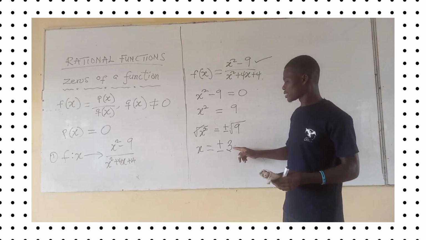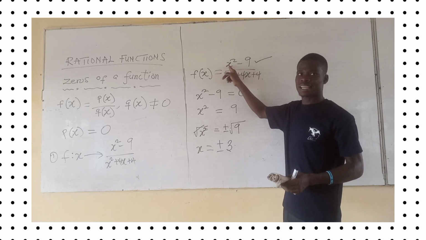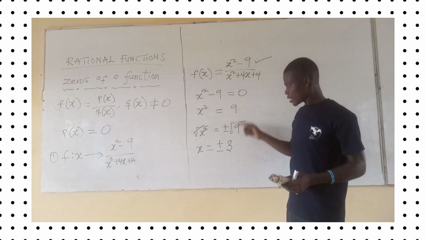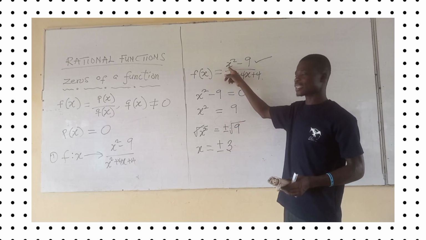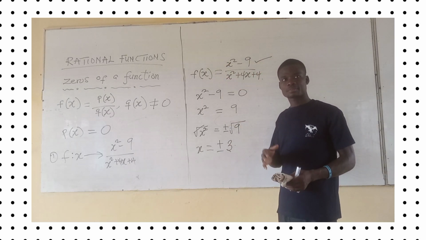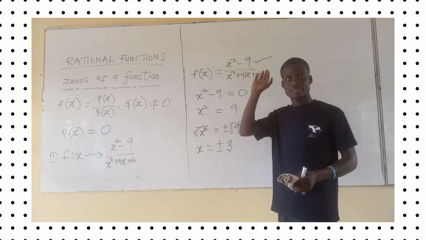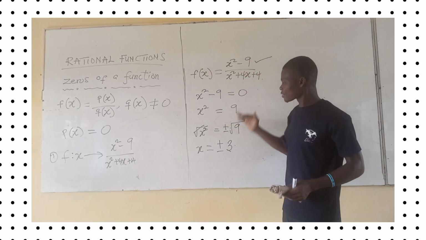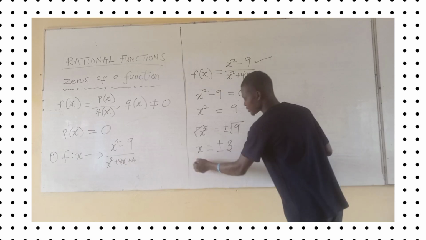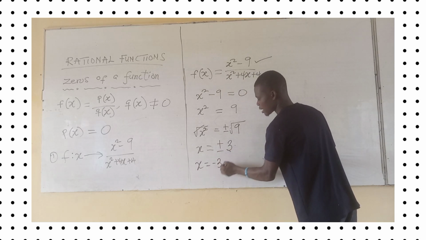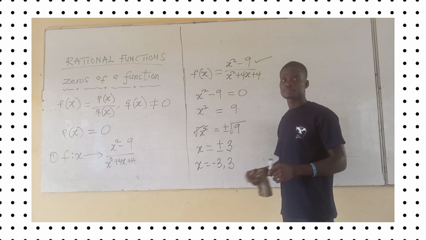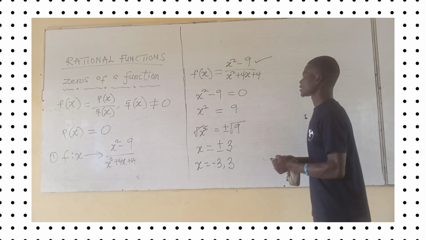The zeros of this function are plus or minus 3 because here it is squared. When you take the positive 3 squared, you get 9, minus 9 is 0. That is the zero of the function. When you take negative 3, minus 3 squared gives you minus 3 times minus 3, that's positive 9, minus 9 is 0. So the zeros of this function are negative 3 and positive 3.